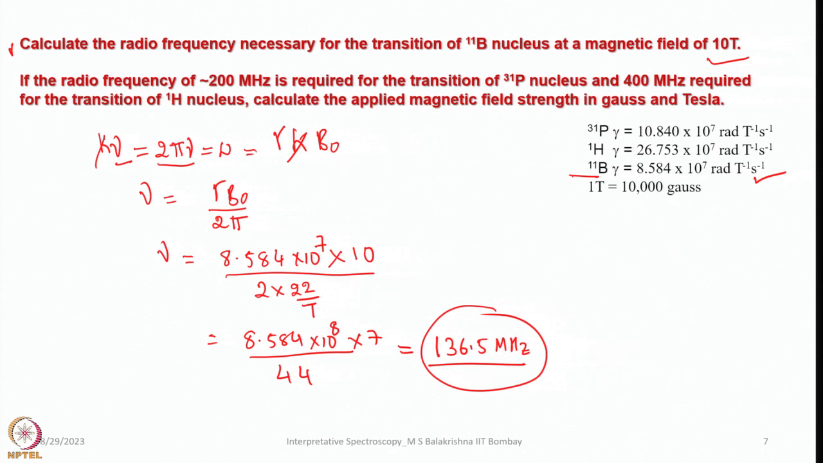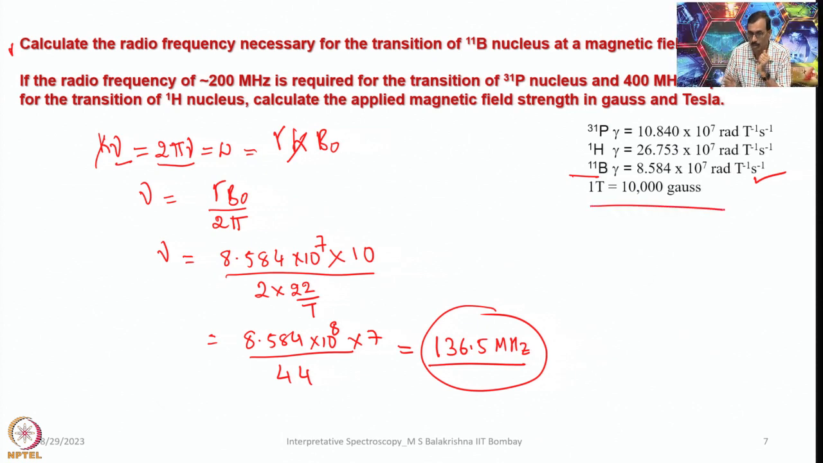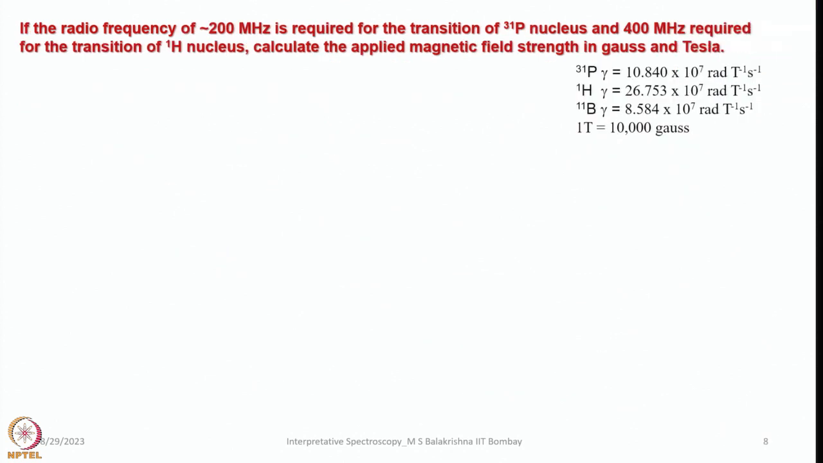So you should remember 10,000 Gauss equals 1 Tesla, that also I have given here, so conversion. So let's do this one. Now again here, use the same equation, nu equals gamma over 2 pi into B naught. So now this is known, gamma is known, and we have to find out B naught in case of 200 megahertz phosphorus NMR. So this is 200 megahertz can be converted into 200 hertz.